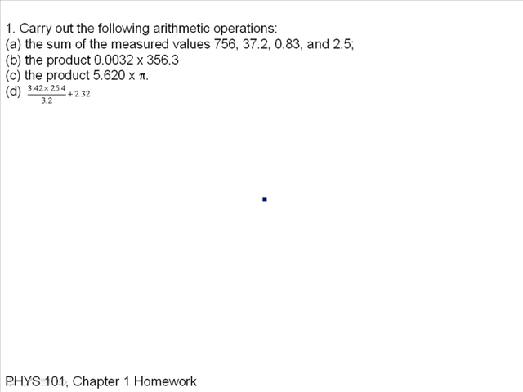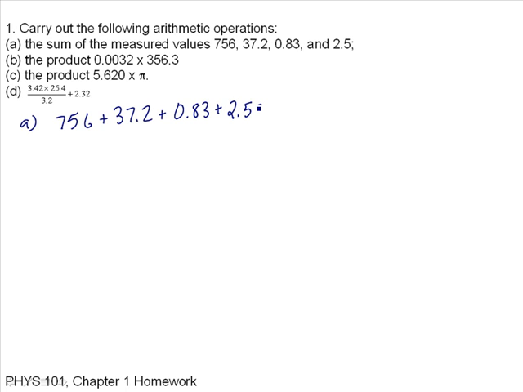Alright, this is chapter 1 homework for Physics 101. The first is just for significant figures. Carry out the following operations. The sum of the measured values 756 plus 37.2 plus 0.83 plus 2.5.